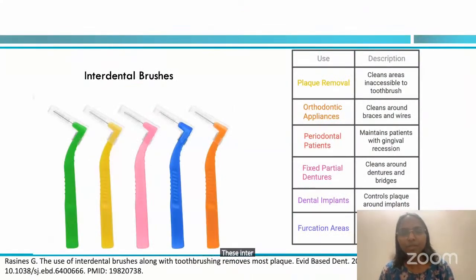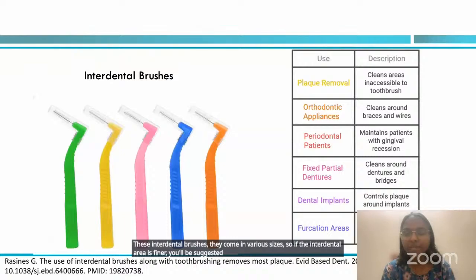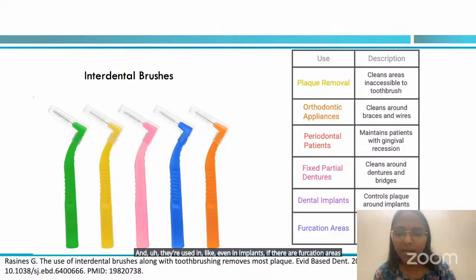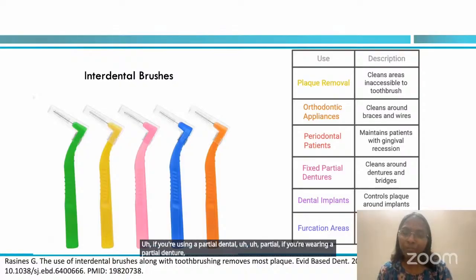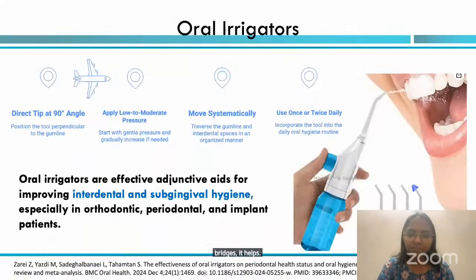These interdental brushes come in various sizes. So if the interdental area is finer, you'll be suggested one kind; if it is larger, the other one. And they're used even in implants, if there are furcation areas, or if you're wearing a partial denture. Even in those cases, and for cleaning in and around bridges, it helps.